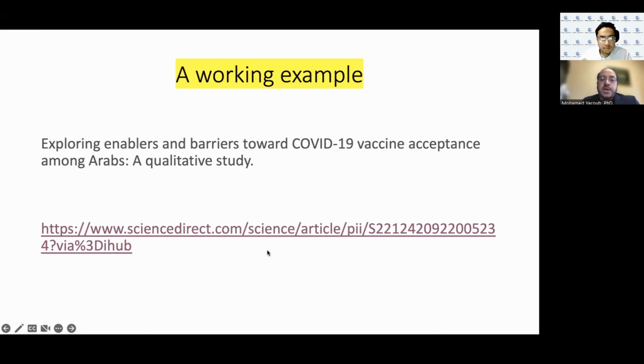With COVID-19, there were these vaccines. Some people didn't like to take the vaccine, so we were interested in knowing why. What are the factors that make people accept vaccines? What are the factors that make people refuse to take vaccines? What are the factors that make people hesitant, not sure if they should take it or not? What are their opinions? What is their understanding of COVID-19?